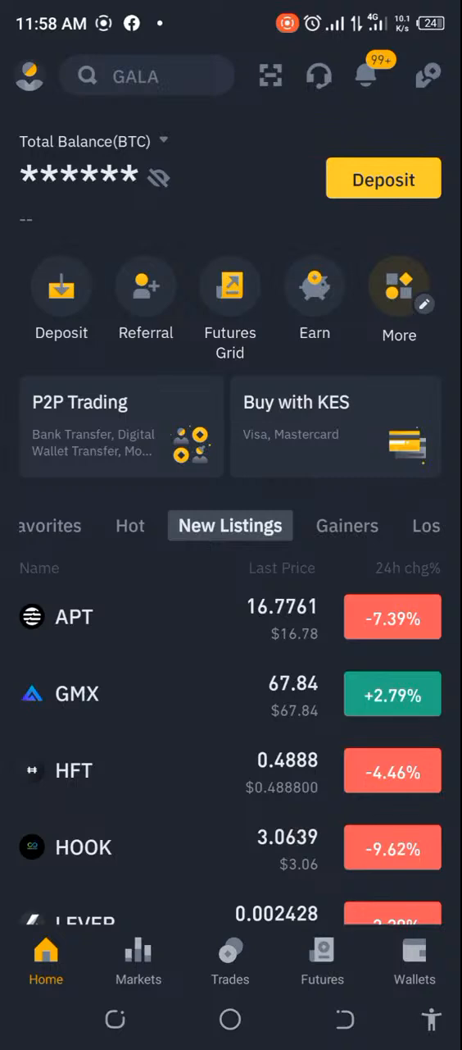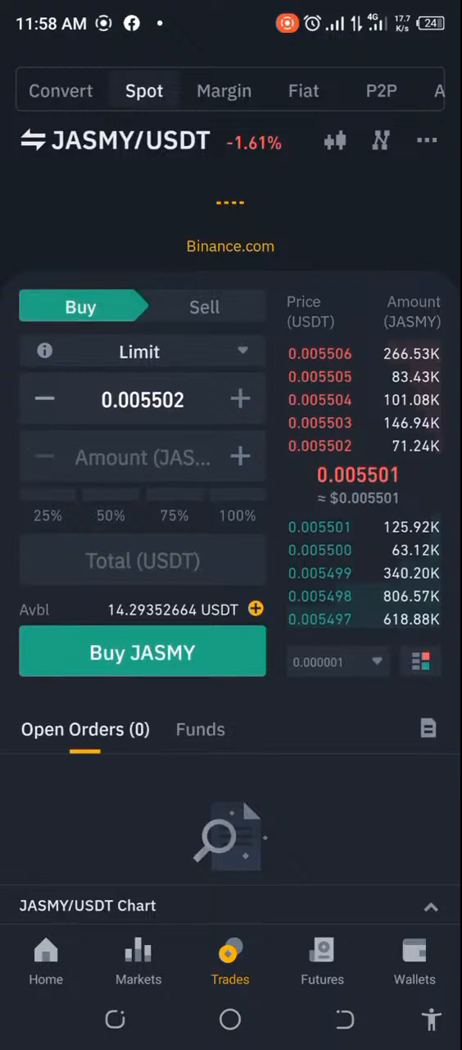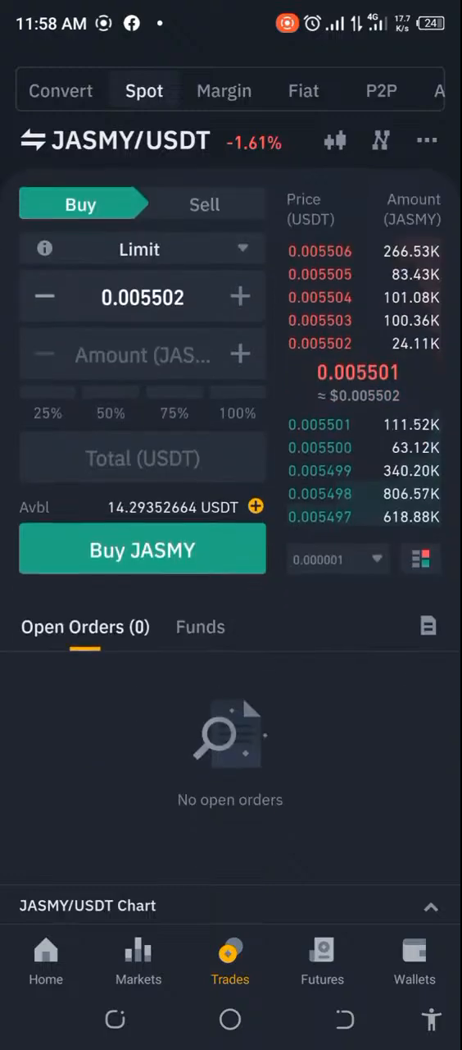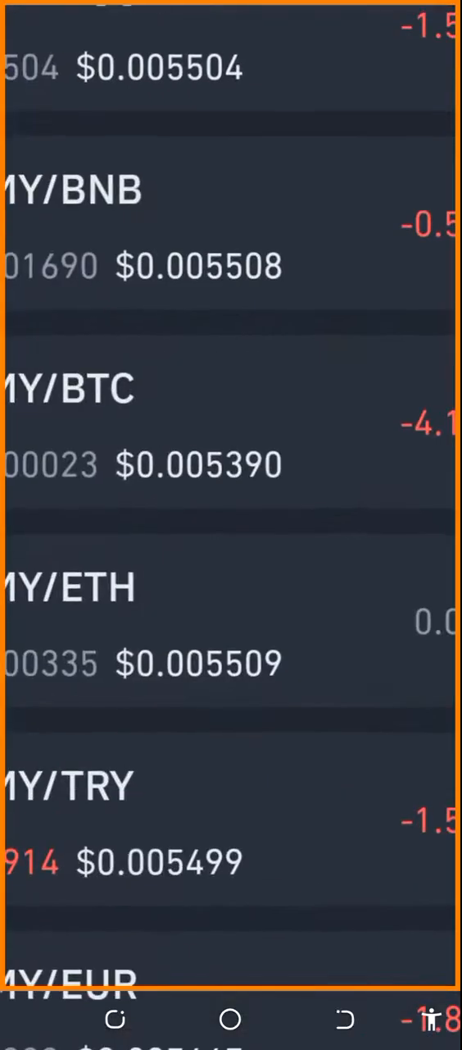So today, what are we doing? We're going to be continuing our triangular arbitrage. And today we're going to use another coin. So let's see. Now we're going to be using this coin called Jasmine. We're going to be checking also the different prices in which it is listed, just to be sure there's an opportunity.